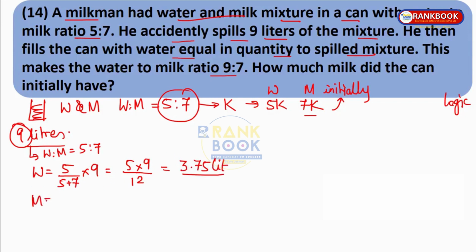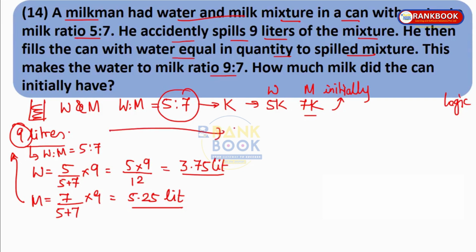Then how much milk gets removed? That means how much milk is there in this 9 liters? It would be 7 upon 5 plus 7 into 9, which comes out to 5.25 liters. So this much water and this much milk get removed when 9 liters of mixture spills, right? So what does the milkman do? 9 liters is spilt, so 9 liters is lost. So he fills the same amount of water. That means if 9 liters of solution is removed, he will fill 9 liters of water into it.